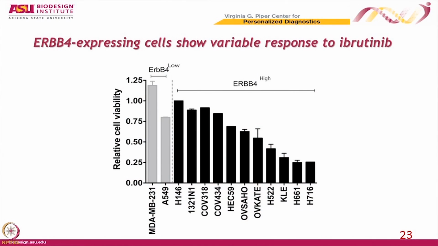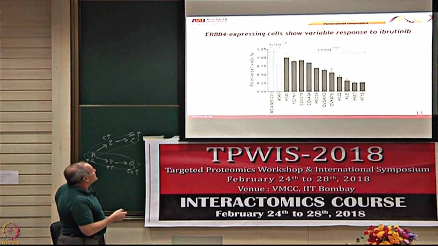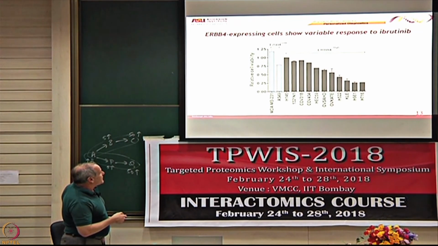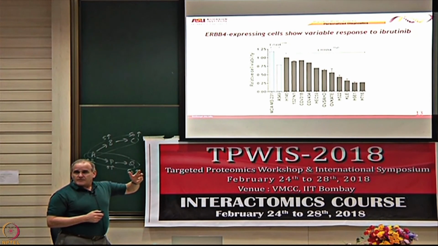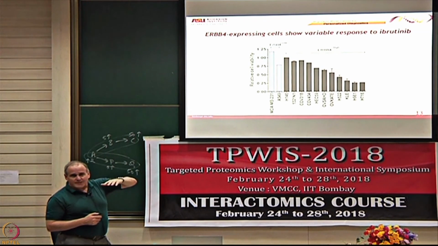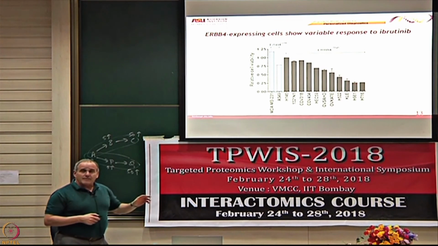So we treated all these cell lines with the Ibrutinib, and what we saw was a range of activity. So some of them, this is relative, when I say relative cell viability, what that means is cell growth plus minus drug. So if it's 100%, it means that with drug it's the same as without drug. If it's down around 25%, that means that with drug it's inhibited by 75%.